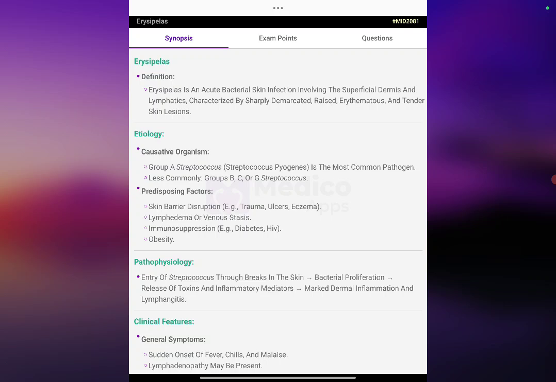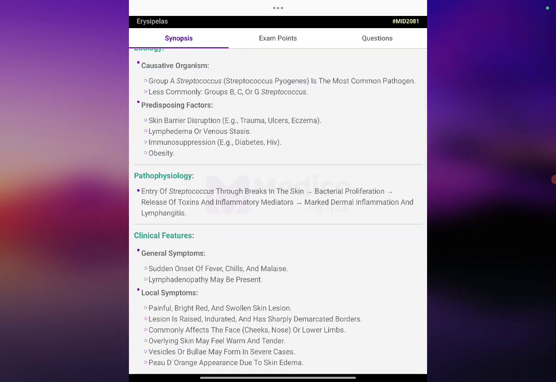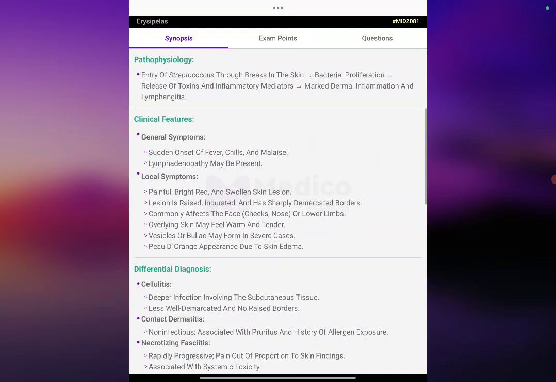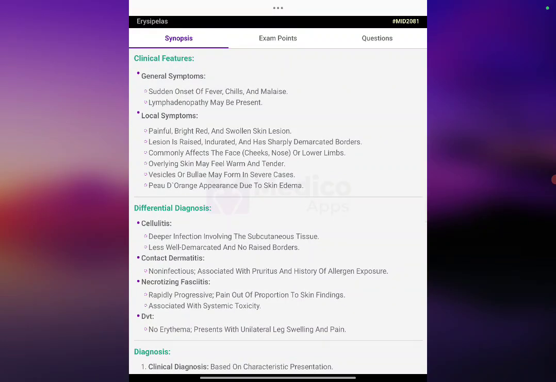Predisposing factors: skin barrier disruption, trauma, ulcers, lymphedema or venous stasis, immunosuppression, diabetes, HIV, obesity. Pathophysiology: entry of the Streptococcus through breaks in the skin, bacterial proliferation, release of toxins and inflammatory mediators, marked dermal inflammation, and lymphangitis.